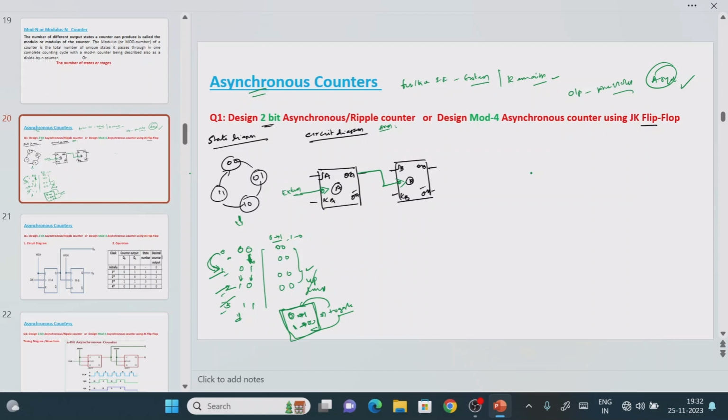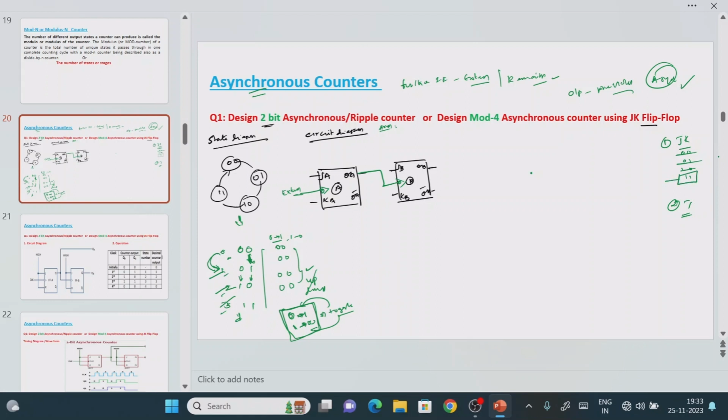If you understand which flip-flops possess the toggle operation, the first flip-flop is the JK flip-flop, and the second is the T flip-flop. T flip-flop itself means toggle flip-flop. Now see that in the JK flip-flop, what are the input conditions we have? 00, 01, 10, 11, right? Out of these, this one is not going to perform toggle, this is also not going to perform toggle, and this is not going to perform toggle.